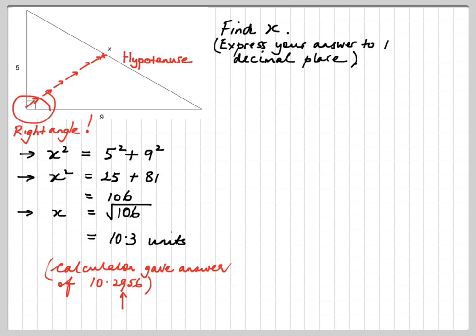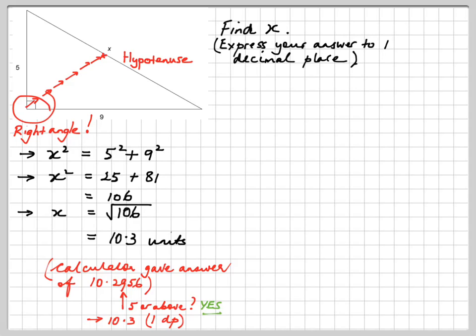And I have a look and I say, the rule says that if that number is 5 or above, that means I then update the first digit or the preceding digit by 1. That's what I do. And yes, it is 5 or above, isn't it? It's a 9. So therefore I get a yes. That means then I turn that 2 from the 10.2956 into a 3. And then that is expressed to 1 decimal place.